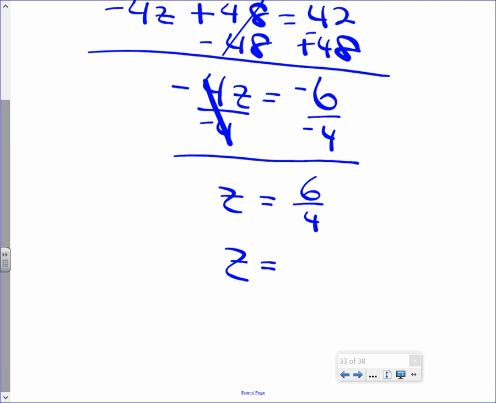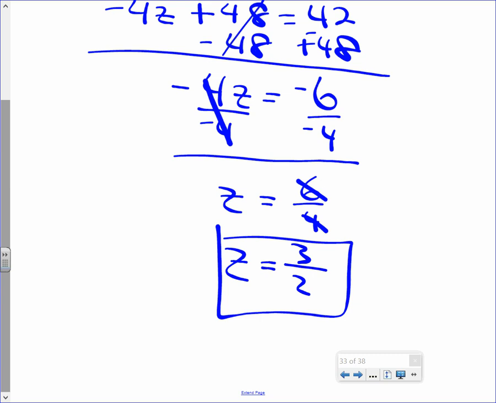What goes into 6 and 4? You're awesome. 6 divided by 2 is 3. 4 divided by 2 is 2. We're on fire. Z is 3/2. Or if you have something against improper fractions and you don't like the way they look, you can leave it as a mixed number. 2 goes into 3 one time with 1 left over. So 3/2 is still the same as 1 1/2. So that or that is acceptable.